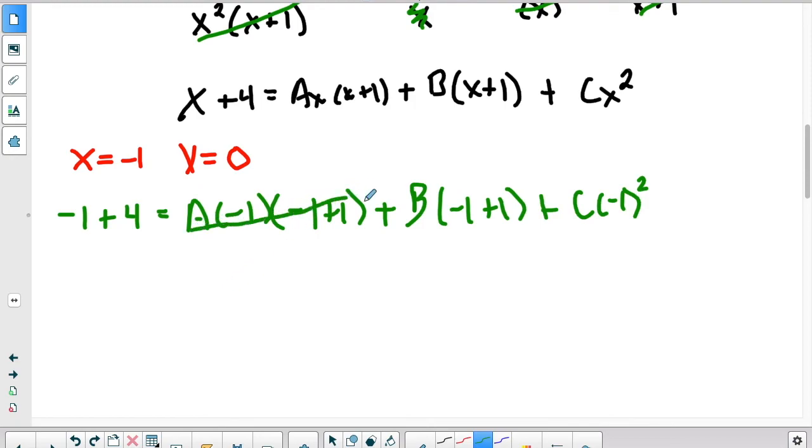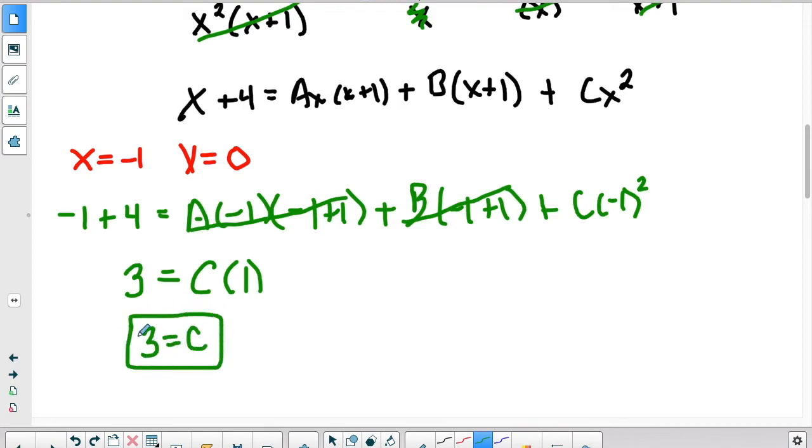Well, this here and this here will both become 0. So what that leaves us with is -1 plus 4, which is 3, is equal to c times -1 squared, which is 1. So really we have 3 is equal to c. We have found the value of c. And that's all we need to do for that part.